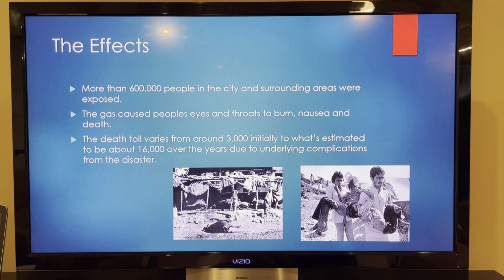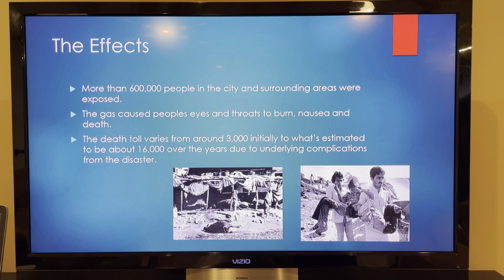The effects, so like I mentioned, hundreds of thousands of people were affected, approximately 600,000 people in the city as well as surrounding areas were exposed. That slow leak just kind of leaked out and got into the city, causing people's eyes and throats to burn, causing nausea and death, and more serious underlying health conditions that affected people years down the road. As I mentioned, the death toll varies from around 3,000 of initial people that were killed to what's estimated now to be about 16,000 over the years due to underlying complications from the disaster.